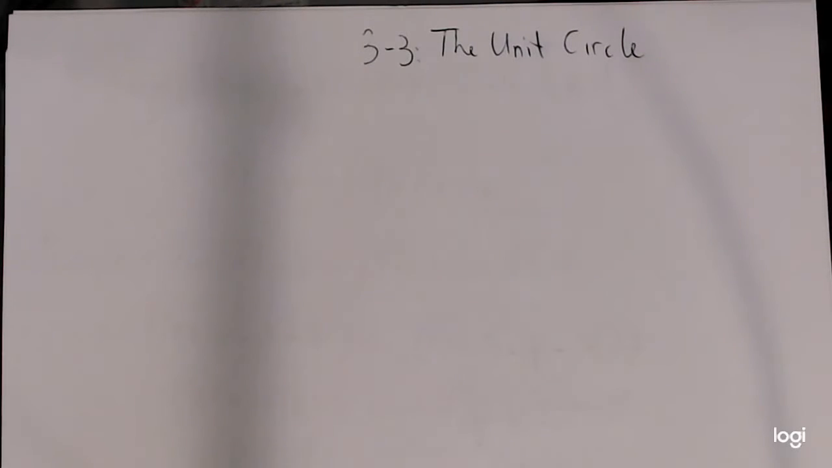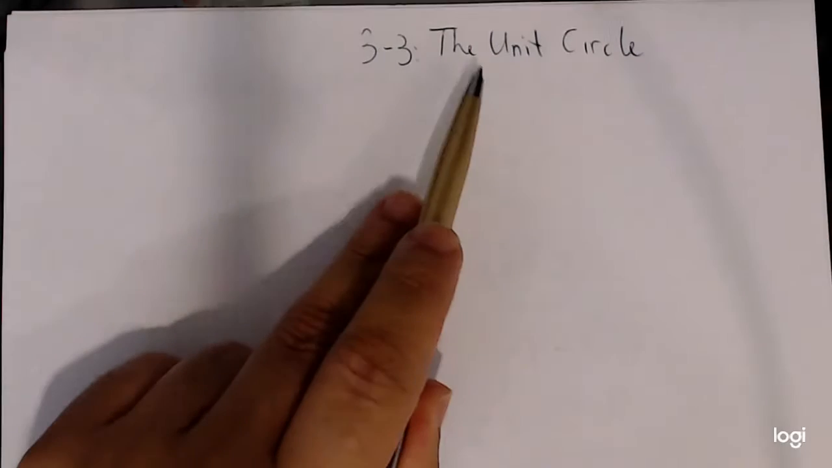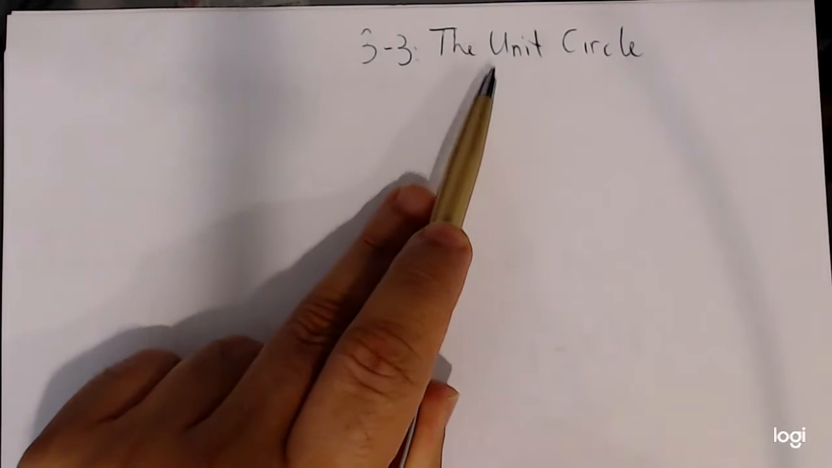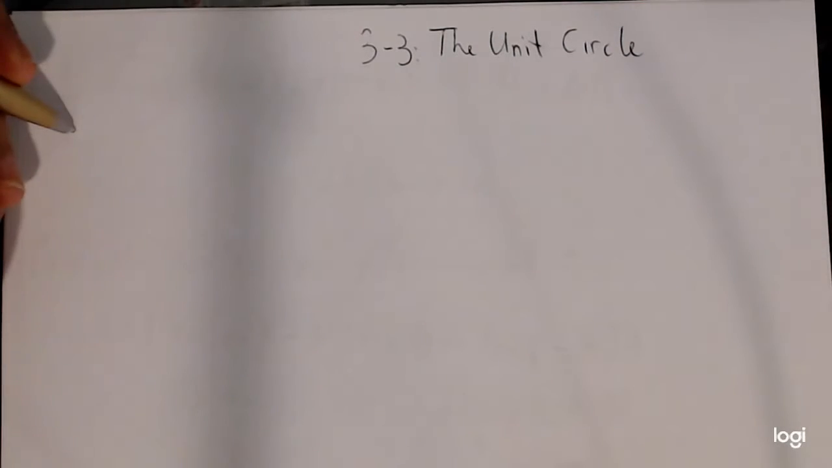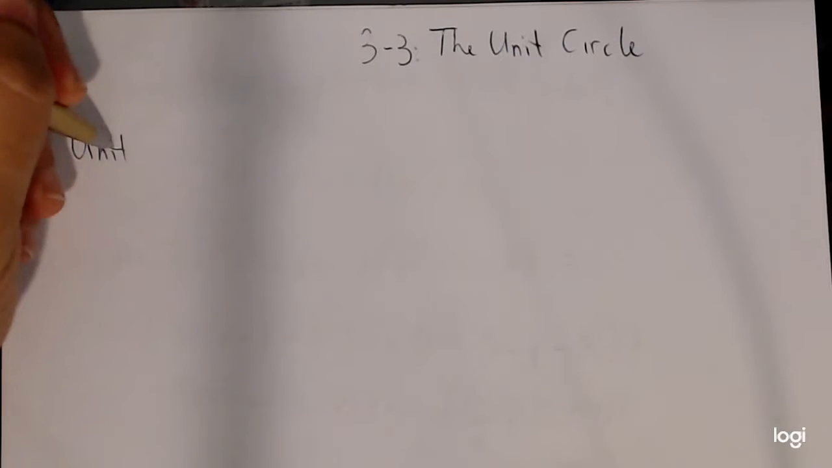Okay, so what we're going to do in this section now is we're kind of going to do things that are very similar to chapter 2, except we're going to use the idea of the unit circle. So let's first start off by defining what a unit circle is.